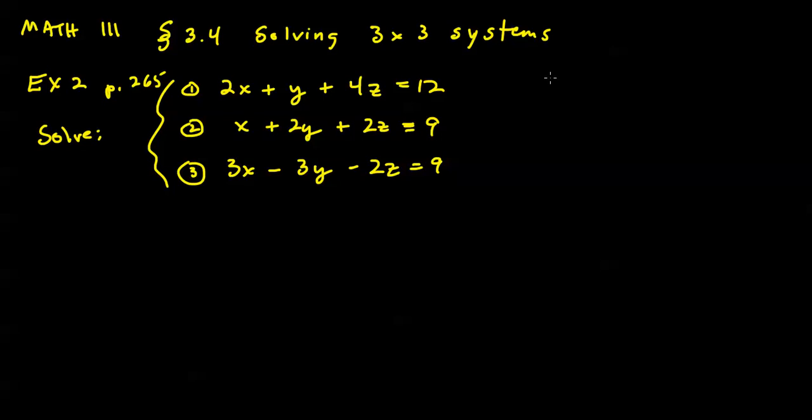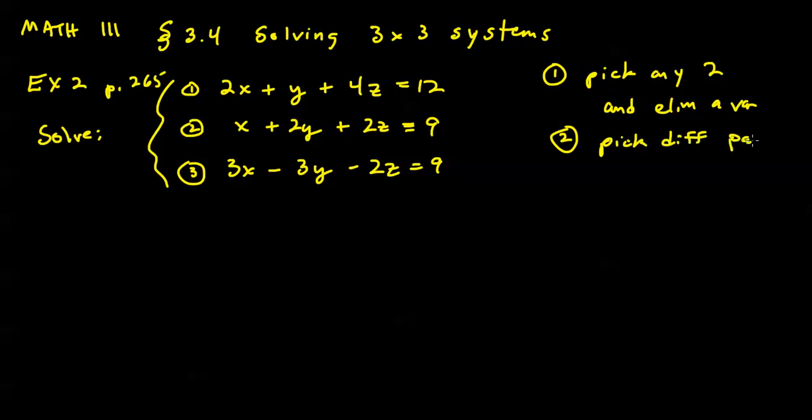Alright, we're going to give you a little bit of a guide here. It's much like the 2x2s. Step 1, we're going to pick any two of these three equations and eliminate a variable, much like the elimination method we used in section 3.2. Step 2 then. Pick a different pair and then, using elimination techniques, eliminate the same variable.